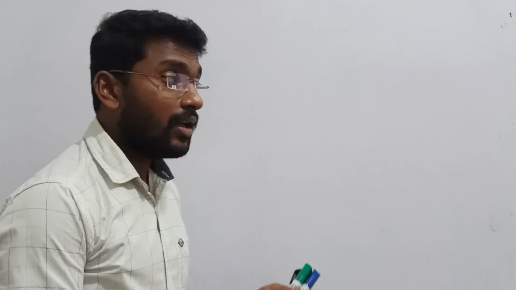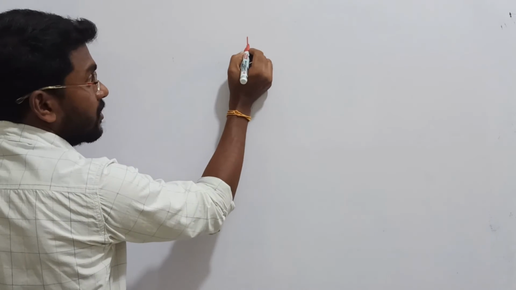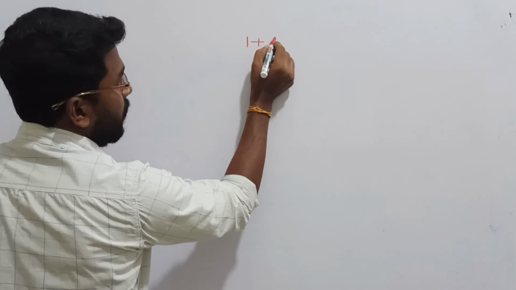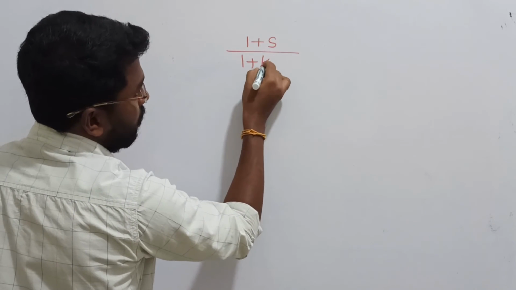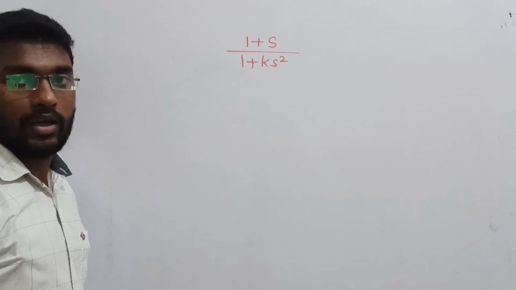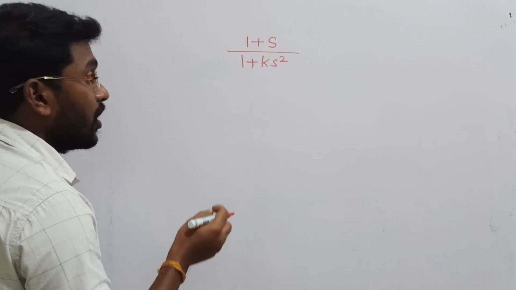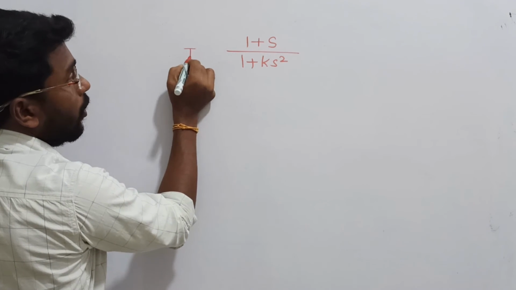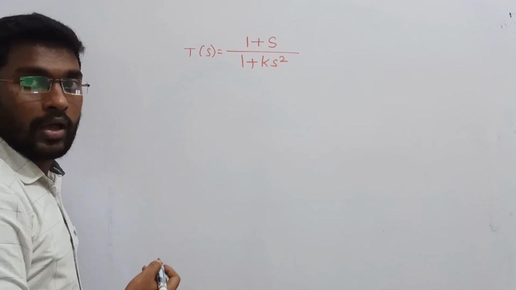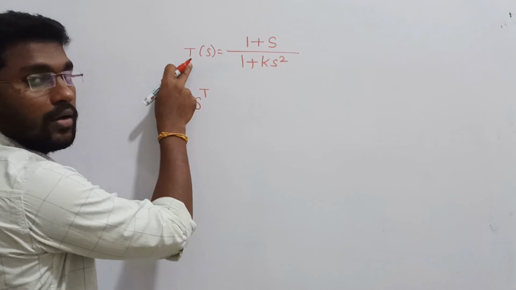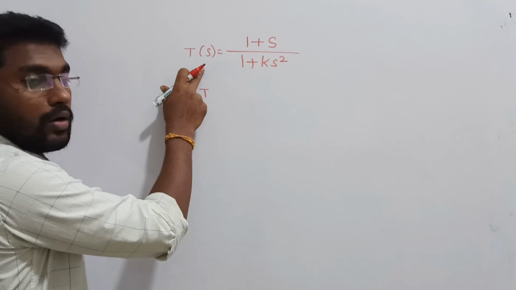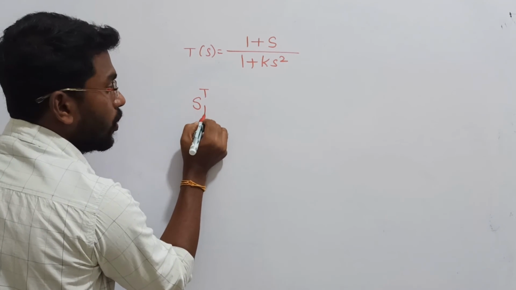If there is any change in H, then what do we have to do? Generally, sometimes a transfer function will be given to you. For example, a function like (1 plus s) divided by (1 plus k times s square). This is the overall transfer function of a system. Now find out the overall sensitivity of the overall transfer function with respect to k.